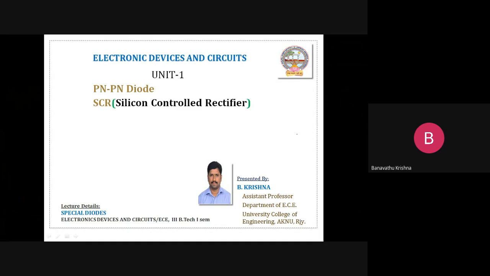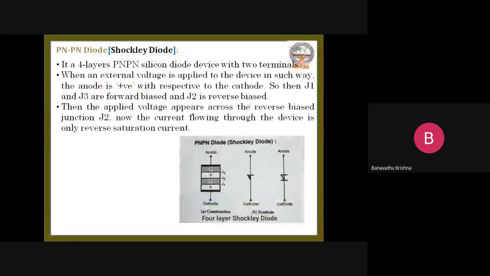Today I am going to discuss the PNPN diode. It is also called the PIN diode and the SCR, silicon controlled rectifier. Here, firstly, I am going to discuss the PNPN diode. Let us see the basic structure of the PNPN diode, which is also called the Shockley diode.